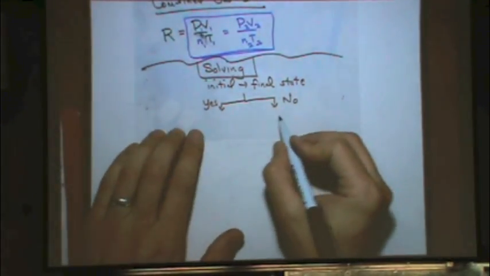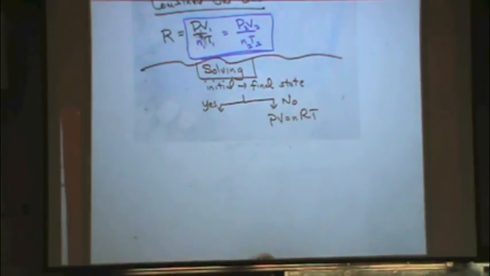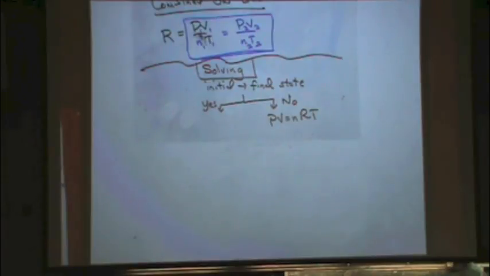If no, if there's no change, use the ideal gas law to solve it. The ideal gas law is not involved with changing temperature or pressure or anything like that. It's set for one state. If yes, then use Boyle's or Charles's or Avogadro's, or if you're me, I just remember the combined gas law because it has all of them stuck into one.